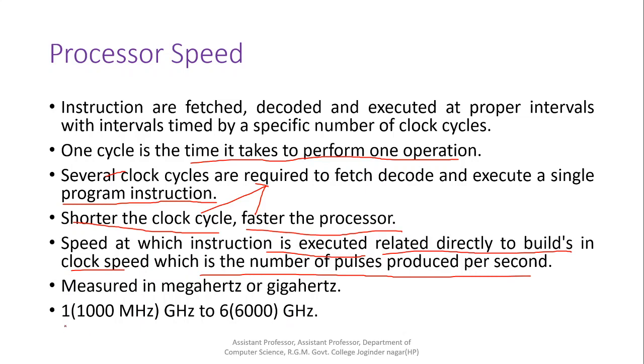In today's scenario, clock speeds start from 1 gigahertz, that is 1000 megahertz, to 6 gigahertz, that is 6000 megahertz. So 1 gigahertz is basically 1000 megahertz. Giga means 10 raised to the power 9 and mega means 10 raised to the power 6. Over the years, the clock speed of processors has increased steadily.